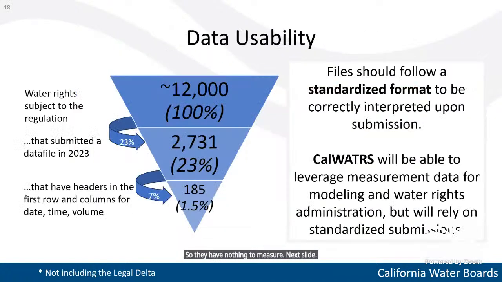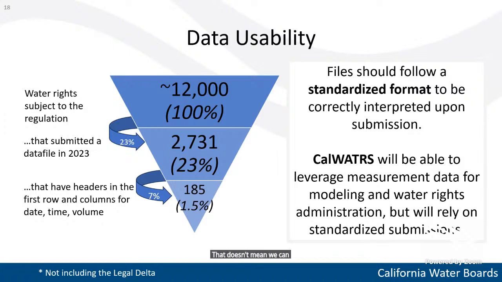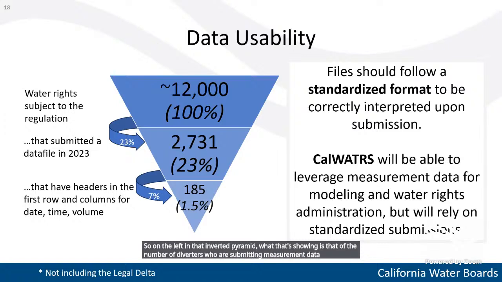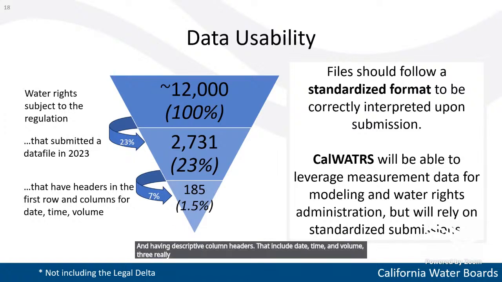Data usability, big issue. While there are people that are submitting data to us, that doesn't mean we can effectively put this data to use. On the left in that inverted pyramid, what that's showing is that of the number of diverters who are submitting measurement data, that 23% last year, only a fraction of those are following best practices for formatting their data files. That includes putting headers in the first row of the file and having descriptive column headers that include date, time, and volume, three really important things for water measurement.